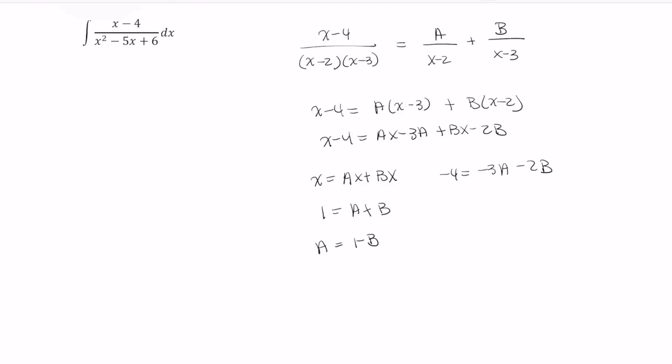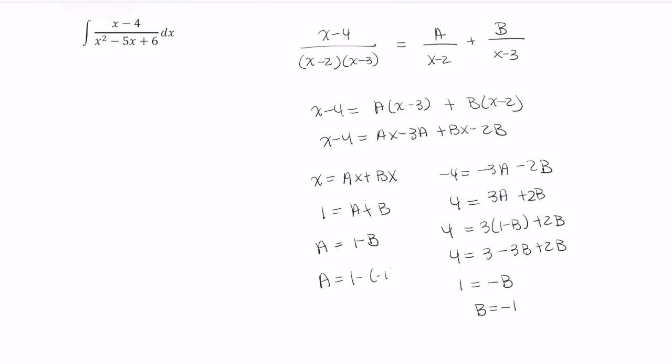Now I can substitute 1 minus b for the a here. Now, before I substitute 1 minus b in for this a, I notice that all of these values are negative, so I'm going to rewrite this as 4 is equal to 3a plus 2b. And now I can rewrite this again as 4 equals 3 times 1 minus b plus 2b. Now please take a moment, pause your video, and solve this algebraically. So you should have gotten b equals negative 1. That tells us that a is equal to 1 minus negative 1, so a just equals 2.